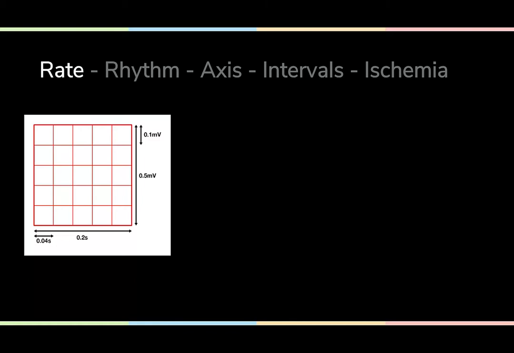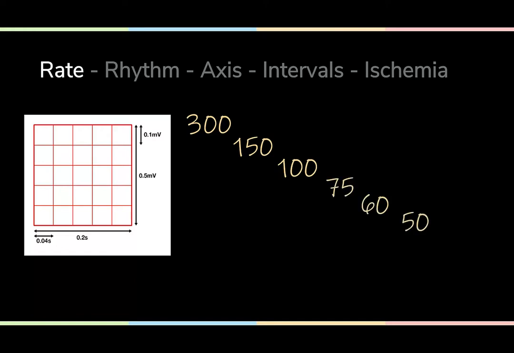Or you can memorize this sequence of numbers, and it's going to help you determine the rate every time. So 300, 300 divided by 2 is 150, divided by 3 is 100, and so on. 300, 150, 100, 75, 60, 50, 43. Once you get that low, there's probably a better way to calculate rate. Yeah, the math's getting tough that low.